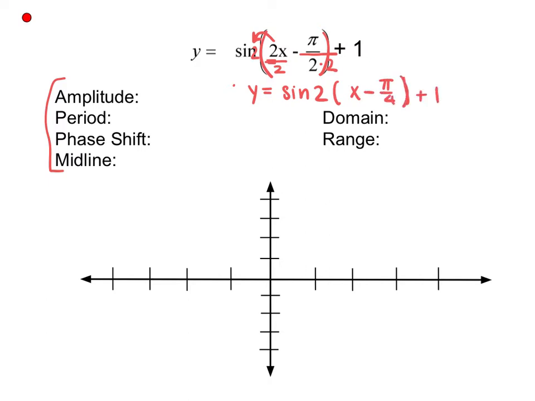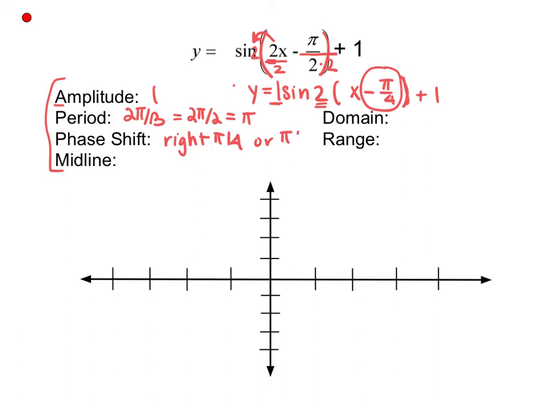And now I can find my key features. My amplitude is the number in front here. It has to exist. It is a 1. Period is 2 pi divided by b, and my b value is factored on the outside of the parentheses. So it is a 2, and that is a pi. Phase shift now is this, and it goes in the opposite direction. So it is going to be right pi over 4, or you can write it as pi over 4. And then the midline is a 1.